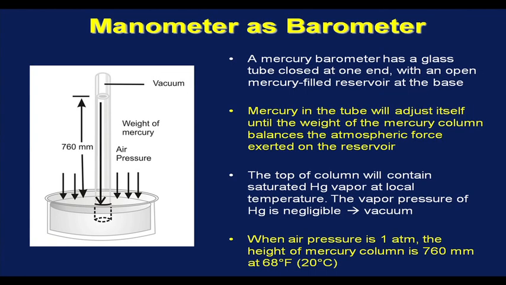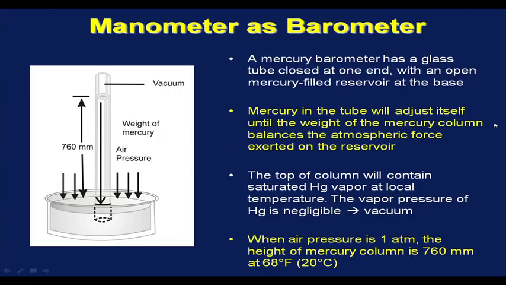You are all familiar with barometer, shown schematically by this figure. A mercury barometer has a glass tube closed at one end with an open mercury filled reservoir at the base. So, what we do is we take a glass tube closed at one end, fill it completely with mercury, invert it and place it in a mercury filled reservoir.